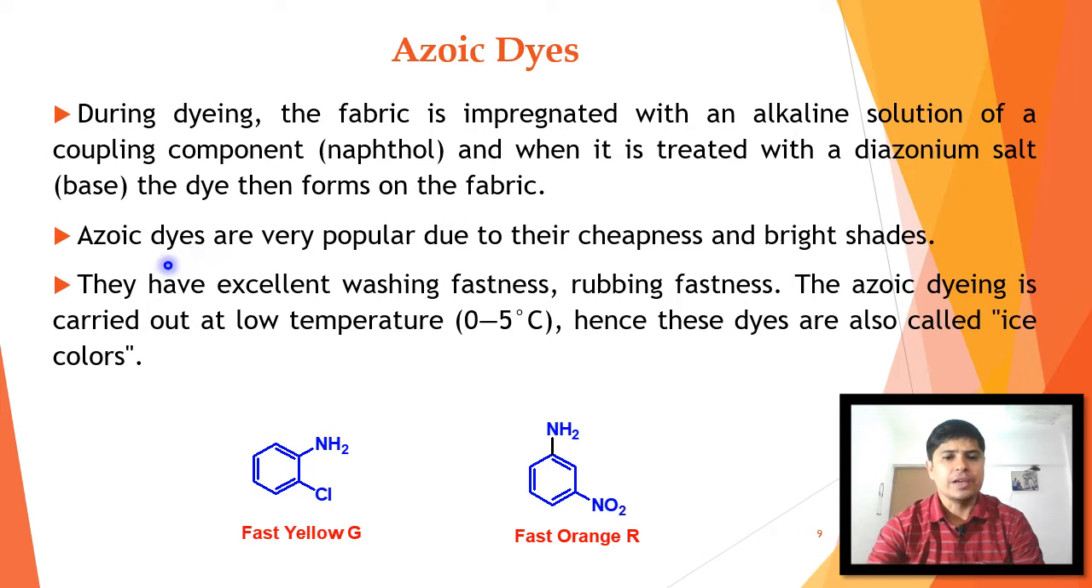Azoic dyes are very popular, like direct dyes, due to their cheapness and bright shades. They have excellent washing fastness and rubbing fastness. Azoic dyeing is carried out at a low temperature, 0 to 5 degrees Celsius. Hence, these dyes are also called ice colors.